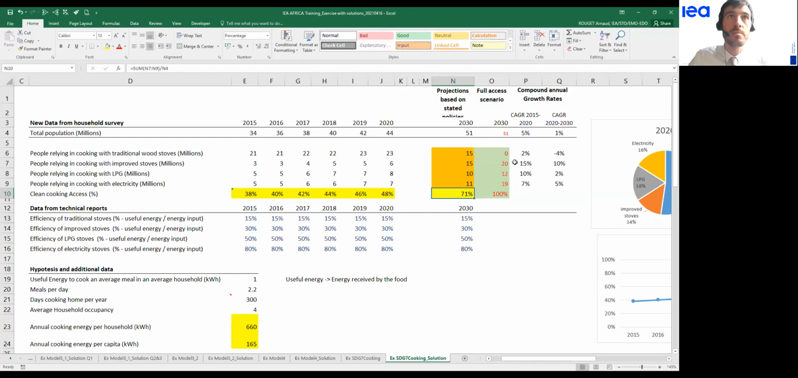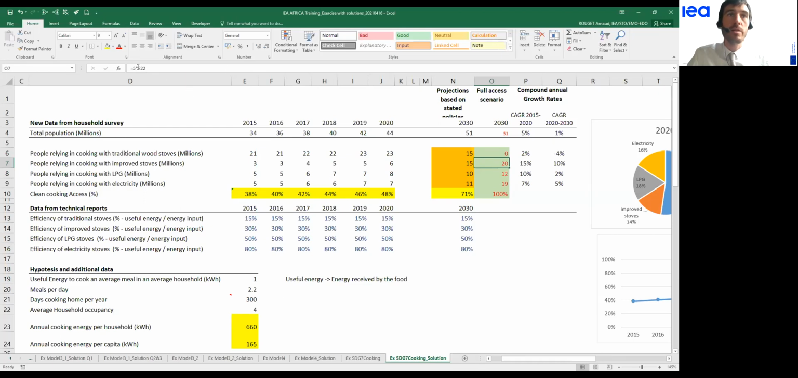So you were given some assumptions, looking at a specific policy from the government to support improved cook stoves and aiming at distributing 5 million improved cook stoves in the country.